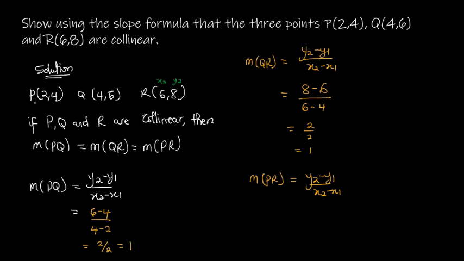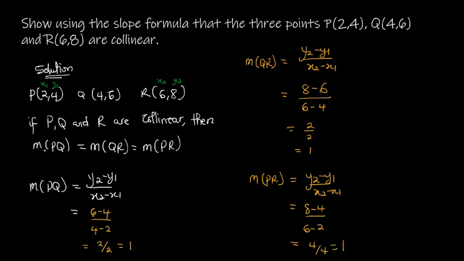This time around, because we are starting with our first point P, this becomes our x1, y1. So from here, we have my y2 is 8 minus my y1 is 4, over my x2 is 6 minus my x1, which is 2 over here. So this is equal to 4 over 4, and this is equal to 1.